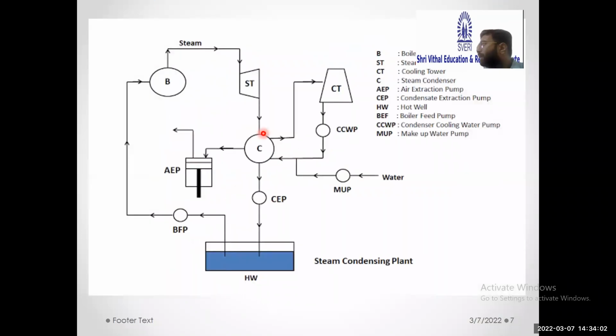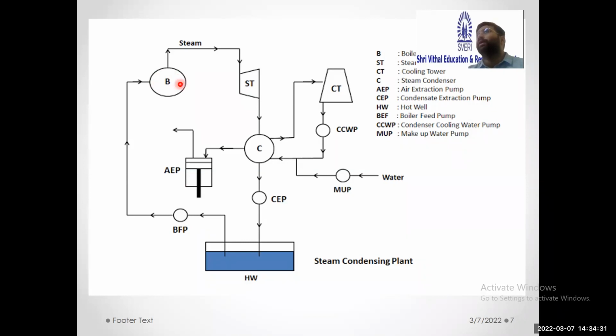So this is a schematic of a condensing unit. Here C stands for condenser, B stands for boiler, ST for steam turbine. Then this is your boiler feed pump, BFP. This is the hot well. This is the makeup water pump. Then this is the condenser cooling water pump, and this is the cooling tower. This is the air extraction pump. So one by one, we'll see all the working.